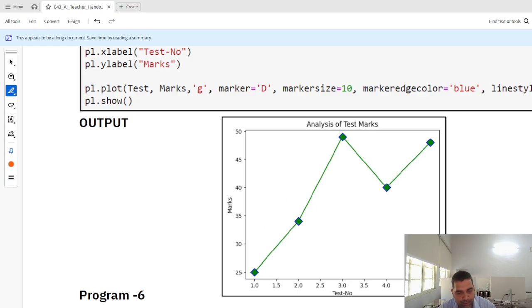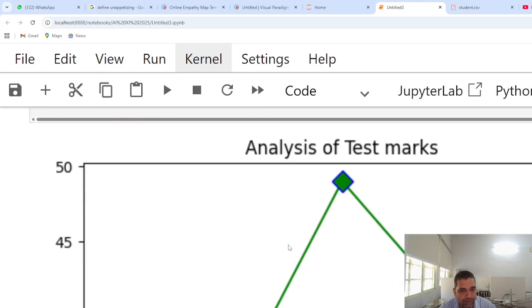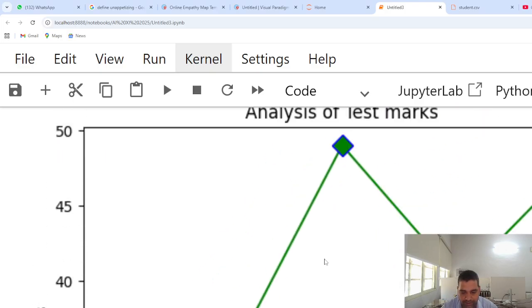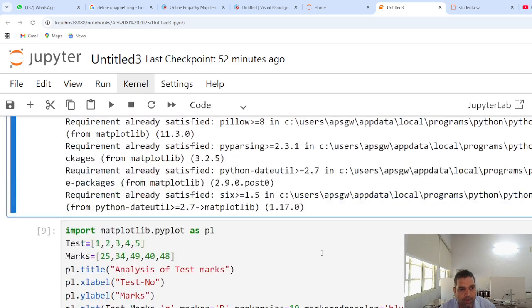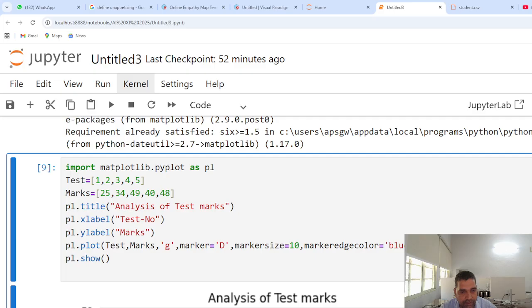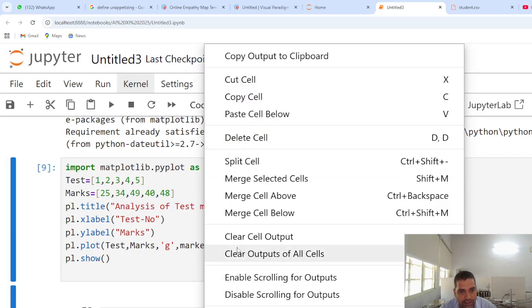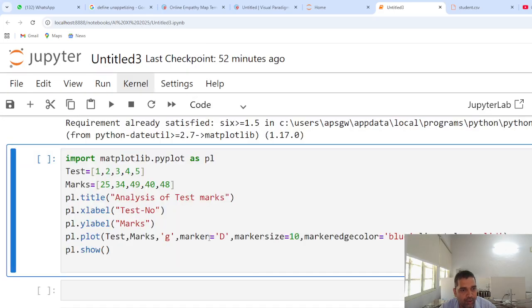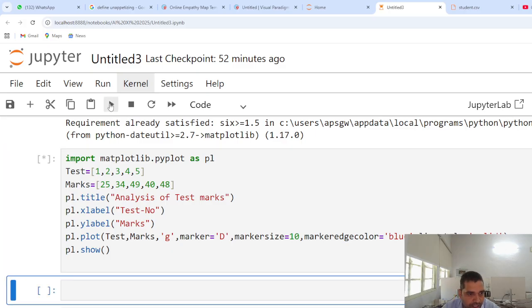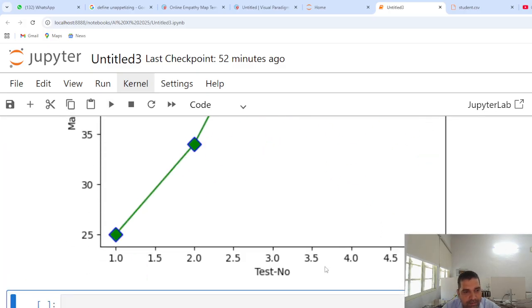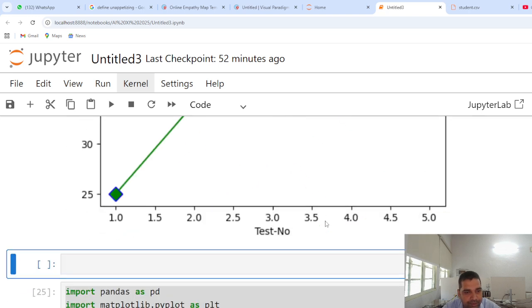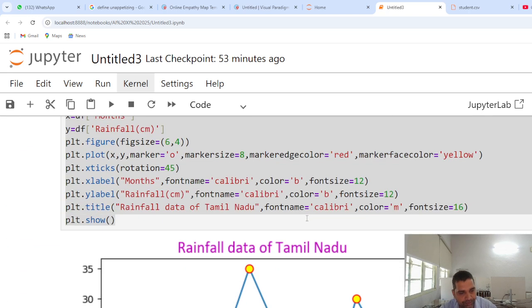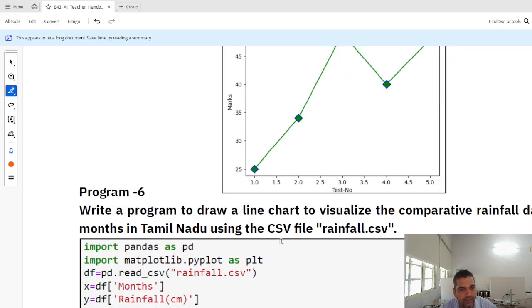So let me show you in my Jupyter notebook. This is the same over here. Let me delete this output. Now this is the code you are seeing, the same code. When you write it in your Jupyter notebook and run it, you will get the same output. See, this is your marker style. It is all what I have explained to you.